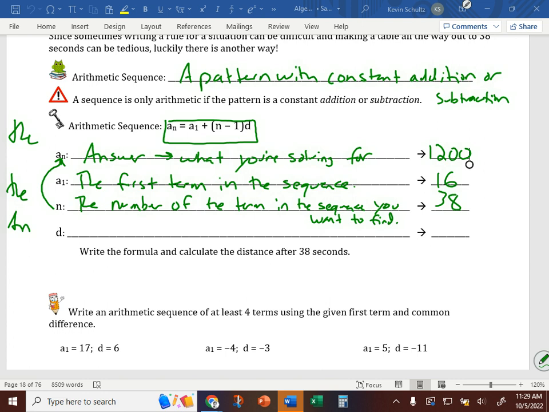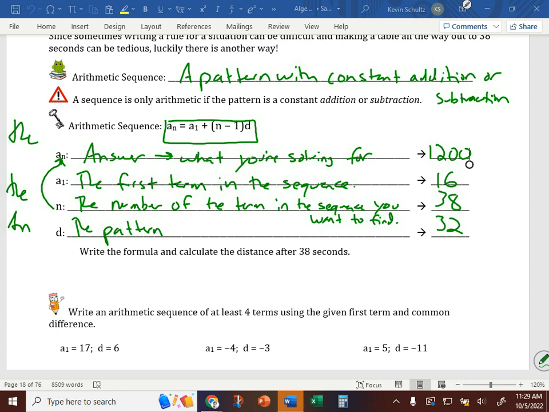And then the D variable, it's what the pattern is. Okay? It's what the pattern is. What's being added, what's being subtracted over and over again. So in our example up above, the pattern of adding 32, that is the D variable in the arithmetic sequence.